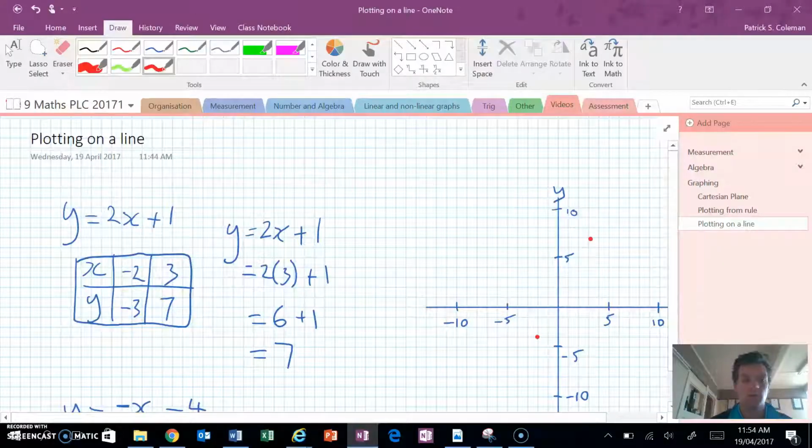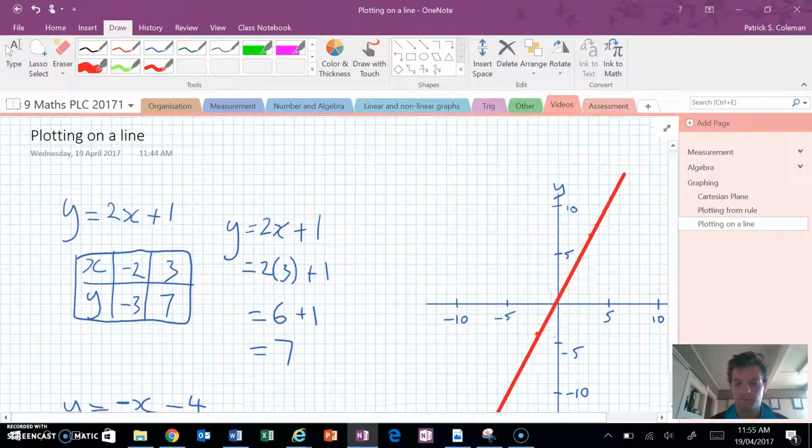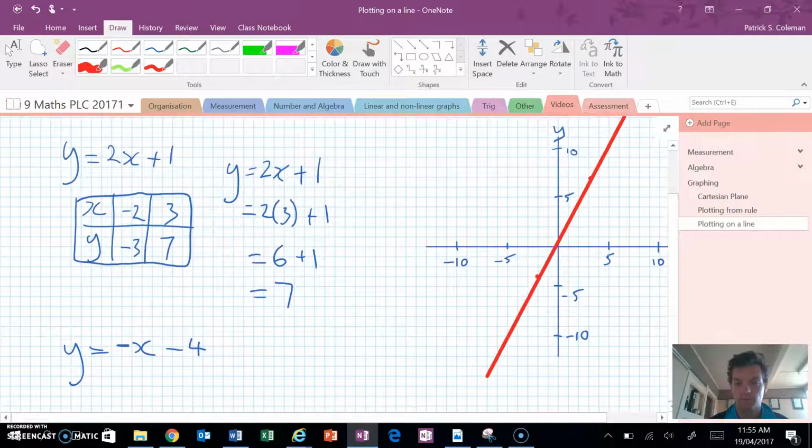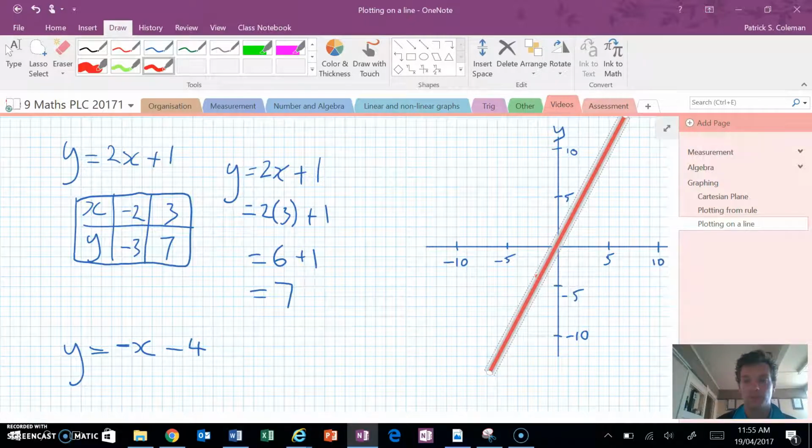So from here now we can just draw a line between those 2 points. And remember that this line just doesn't go from point to point, it actually continues on. So let's just extend it out. So there we go, that's what our line of y equals 2x plus 1 looks like.